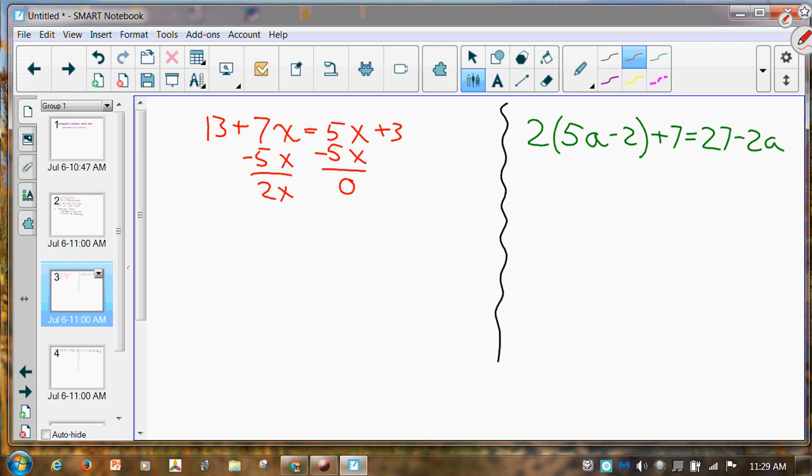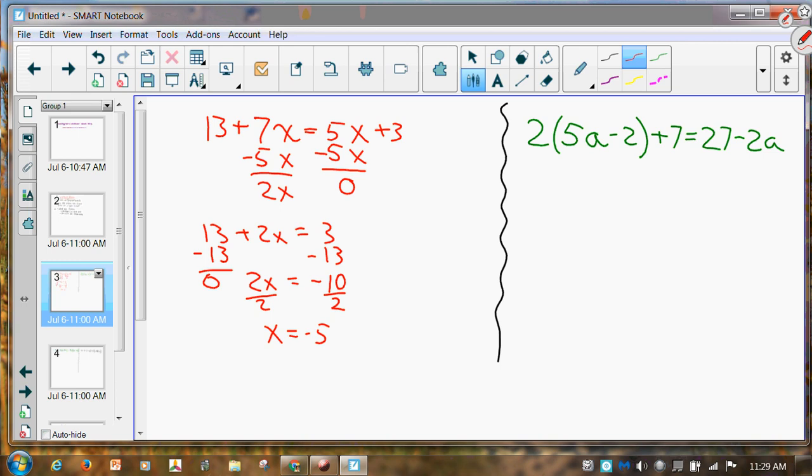Okay, so we're left with 13 plus 2x equals 3. Now we can subtract 13 from both sides because we want all the numbers on the right. So in order to get rid of the number on the left, we'll subtract the 13, and we'll subtract 13 over here. Again, this will go away, and we will end up with 2x by itself equals 3 minus 13. Well, that gives me minus 10. And then we can divide both sides by 2. So when we do that, we get x equals minus 5. Okay?